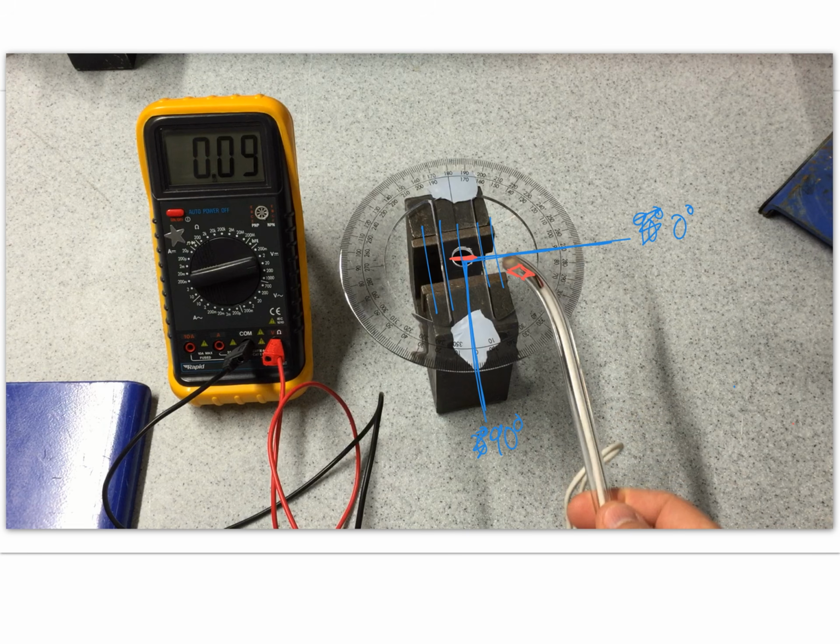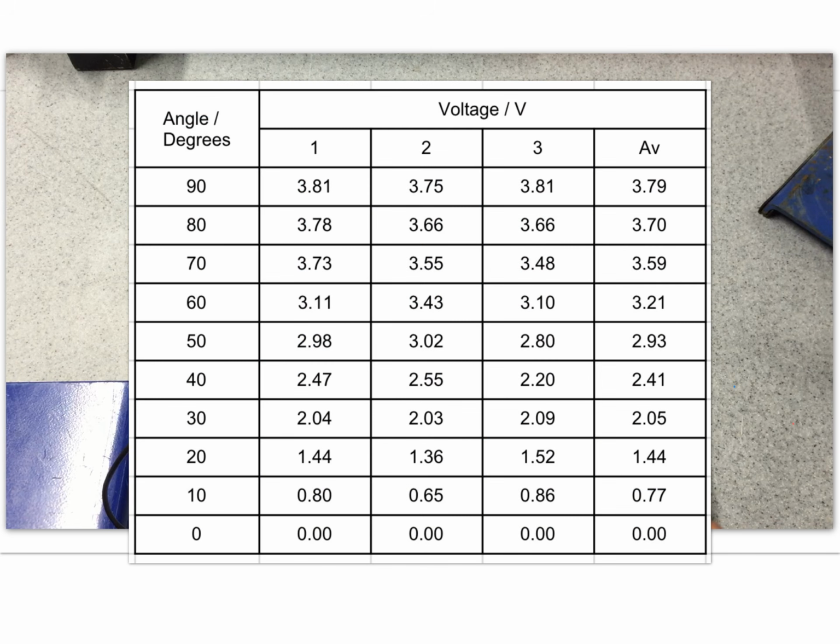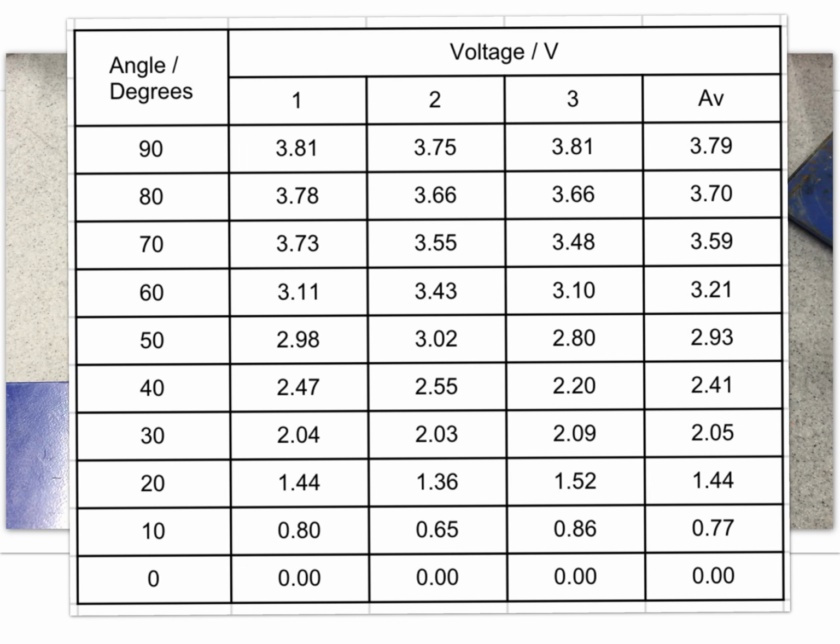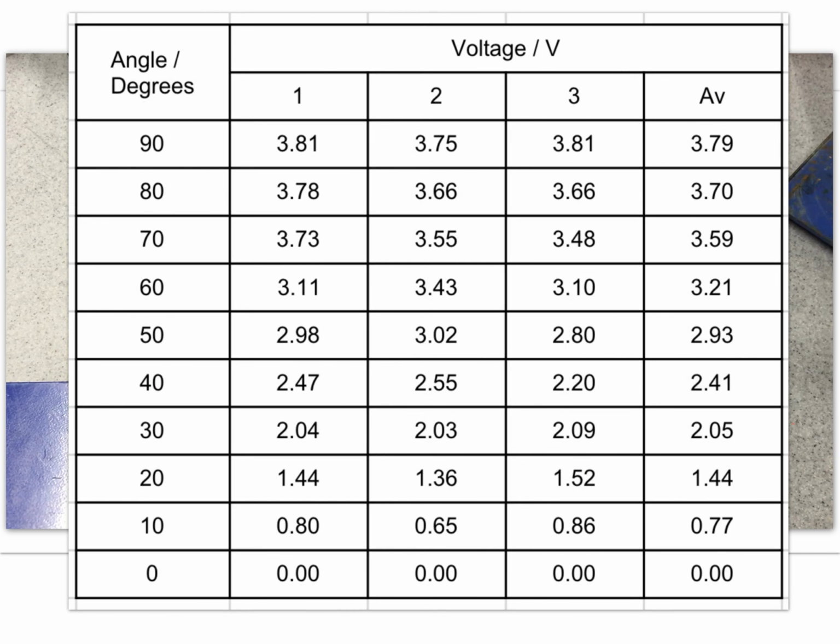Let me give you a quick look at what the results look like. There they are. I'll just try and zoom them up. We have our voltage, the angle from 90 down to 0, our voltage, which has an average, of course, there. And you can see that as we move from 90 degrees, a maximum, we have a minimum at 0 degrees. So let's take a look at how the graph looks. Here, of course, is the graph. I'll just pull that up.